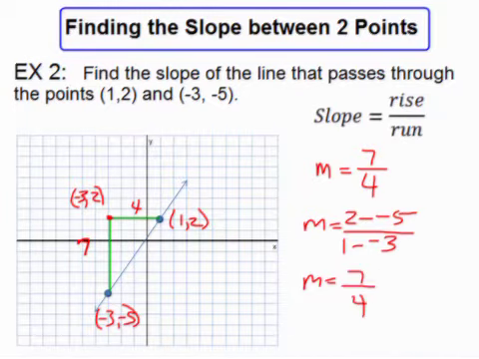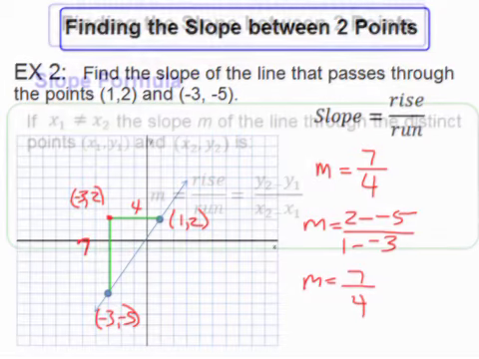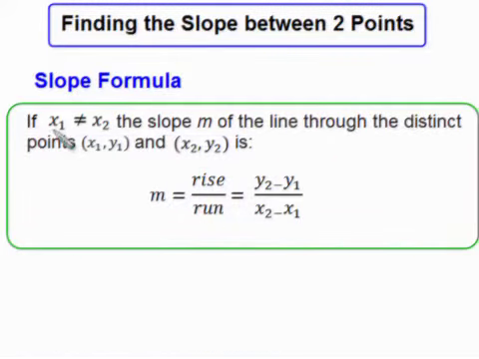This process leads us to the slope formula. If x1 and x2 are not equal to one another, then the slope m of the line through the distinct points x1, y1 and x2, y2 is defined to be m is the rise over the run. And to find the rise, we subtracted the y values to get the vertical distance. To find the run, we subtracted the x values. You need to make sure that you subtract them in the same order.